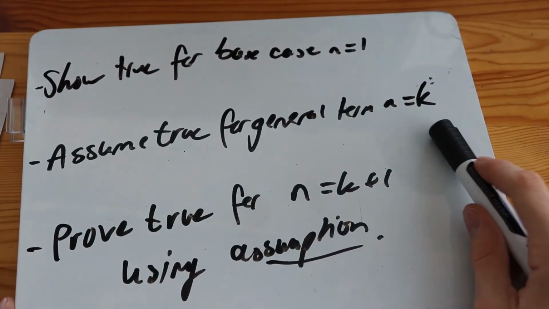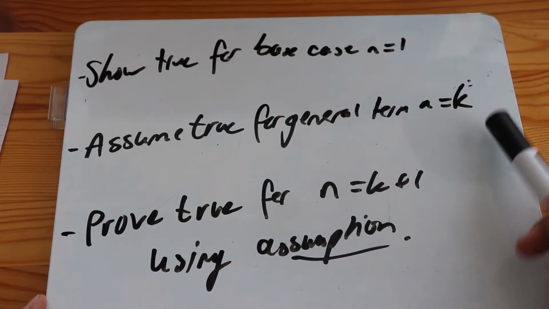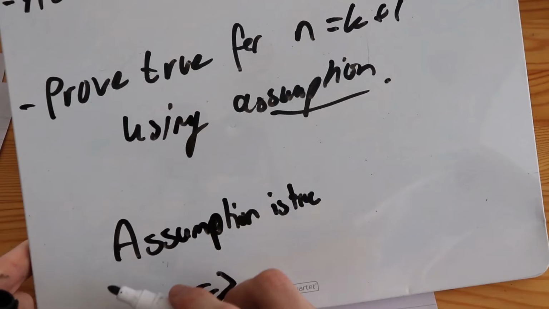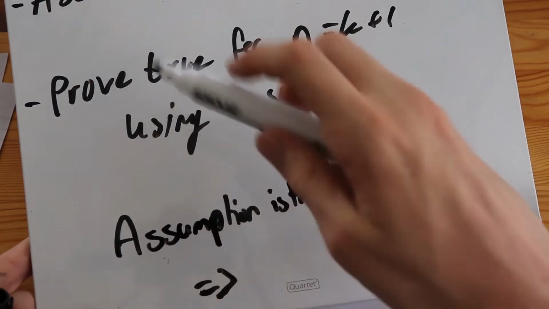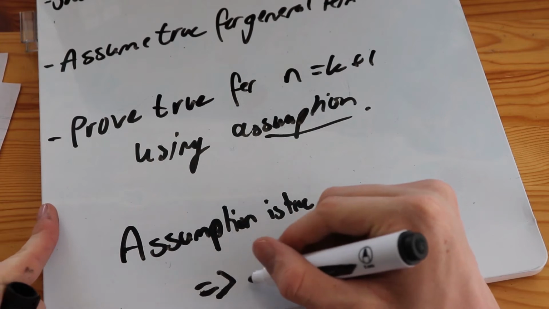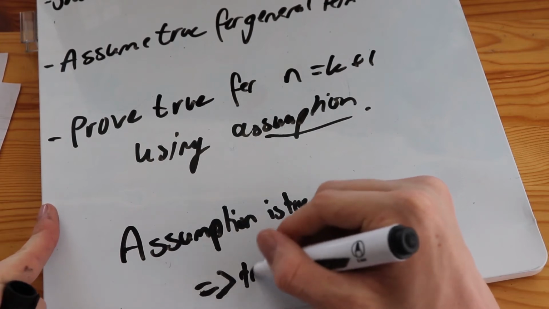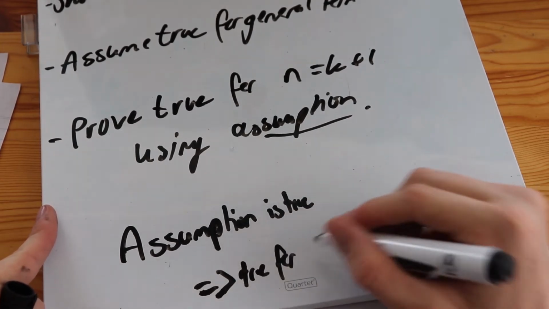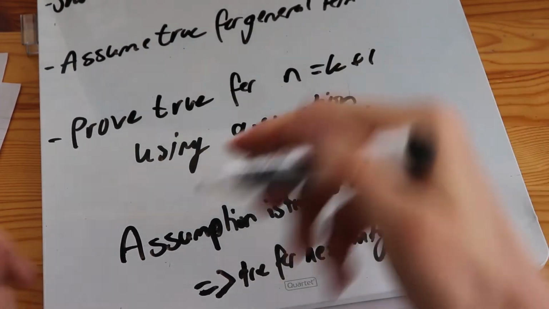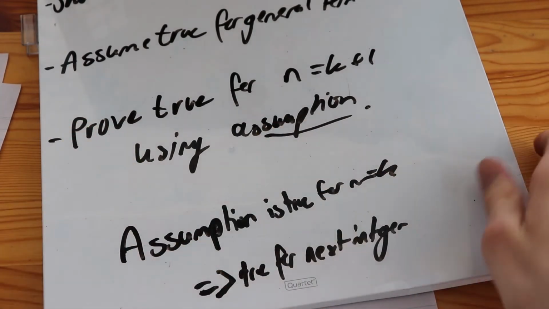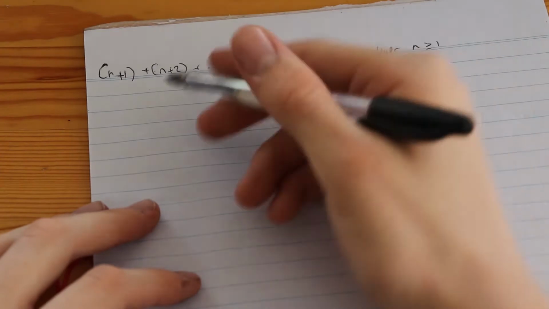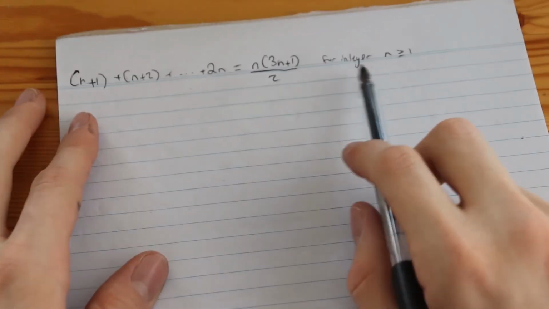If we can show that our assumption is true for any term, such as here n equals 1, we've also got the fact that, like I just showed, if the assumption is true, it logically implies that the statement is true for the next integer. And that's what we're going to prove in this proof. Let's get into it. Our first step, as I stated before, is to show that it's true for the base case, which is n equals 1.